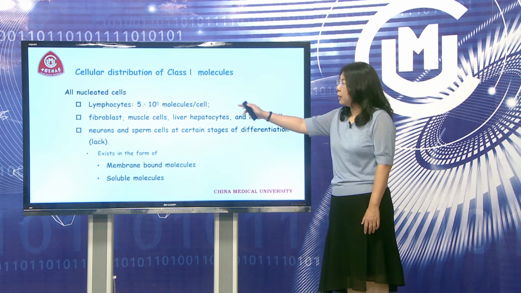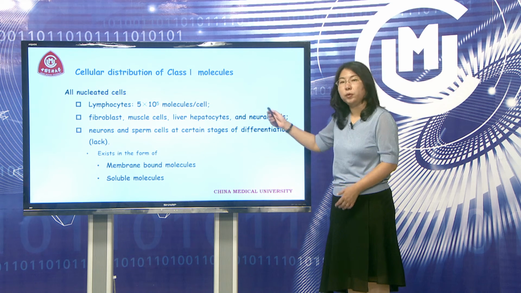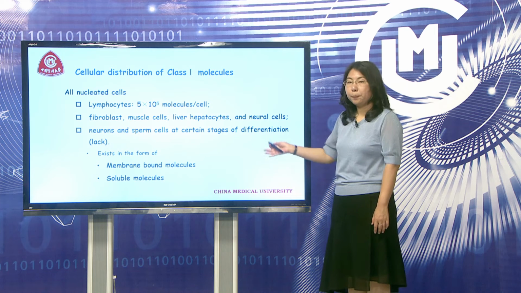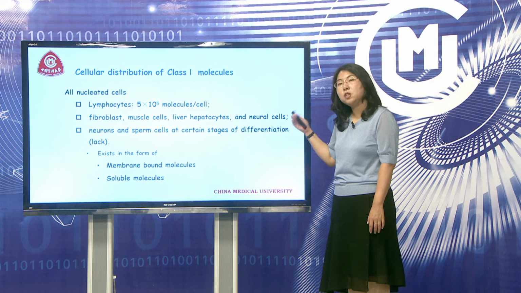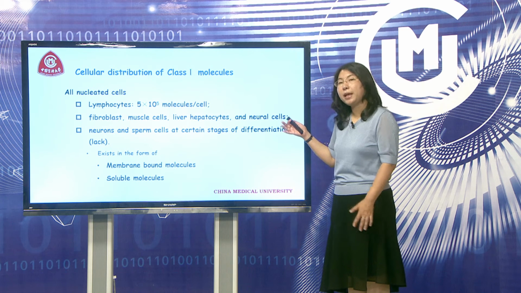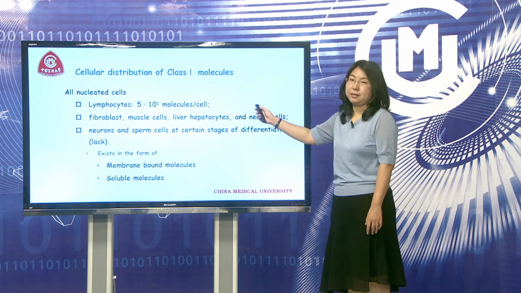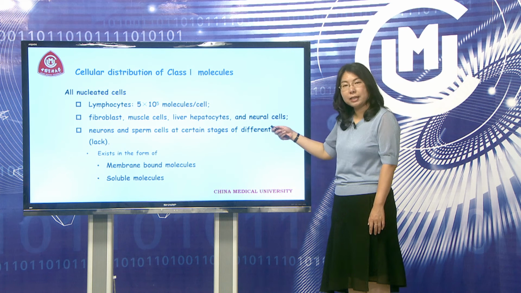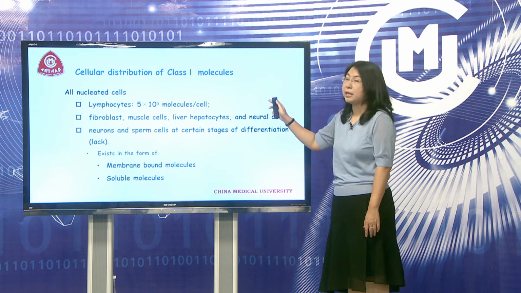For the lymphocytes, they can express the most MHC molecules. So the cellular distribution also is important. We know the class 1 molecule is expressed on almost all the cells, all nucleated cells. If the cell has a nucleus, that means it can express the class 1 molecule. So remember, later we can compare with the class 2 molecule.